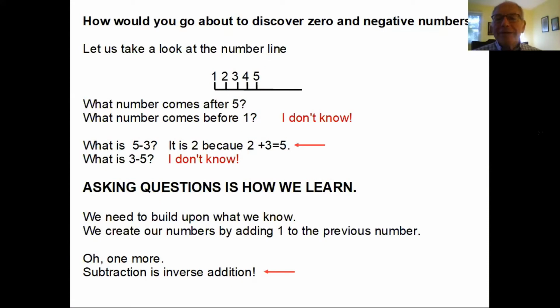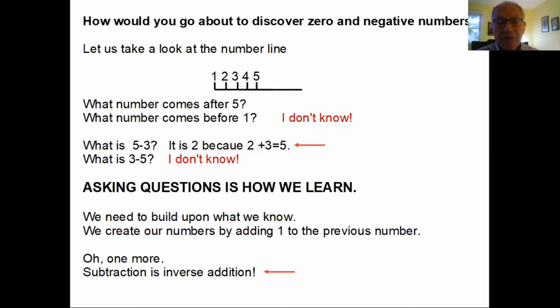How would you go about discovering zero and negative numbers? Let us take a look at the number line. 1, 2, 3, 4, 5. An arbitrary set of names and an arbitrary set of symbols, but we've learned to memorize those. And so we would know that the next number is 6. But what is the number before 1?